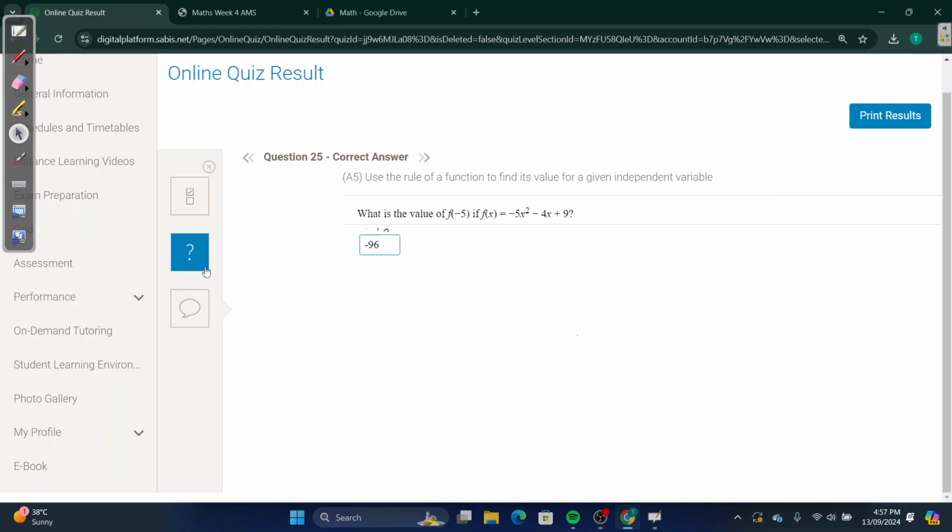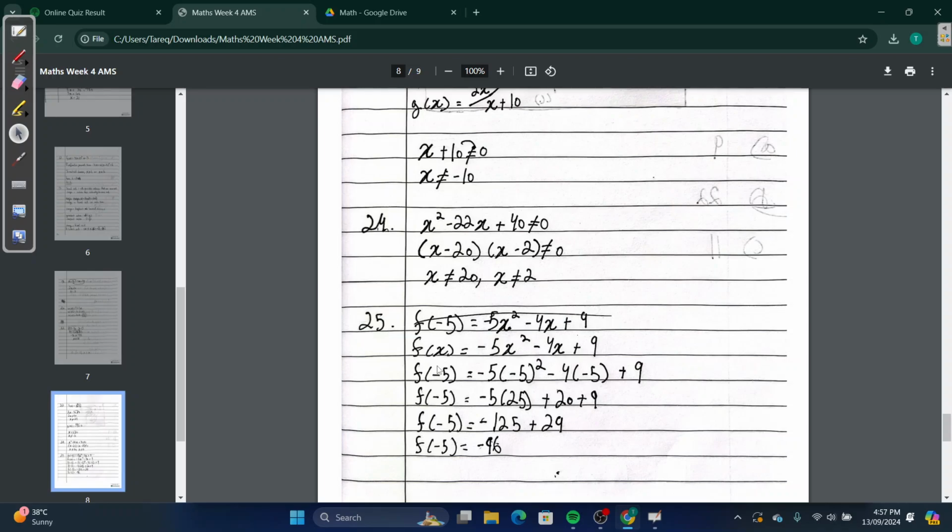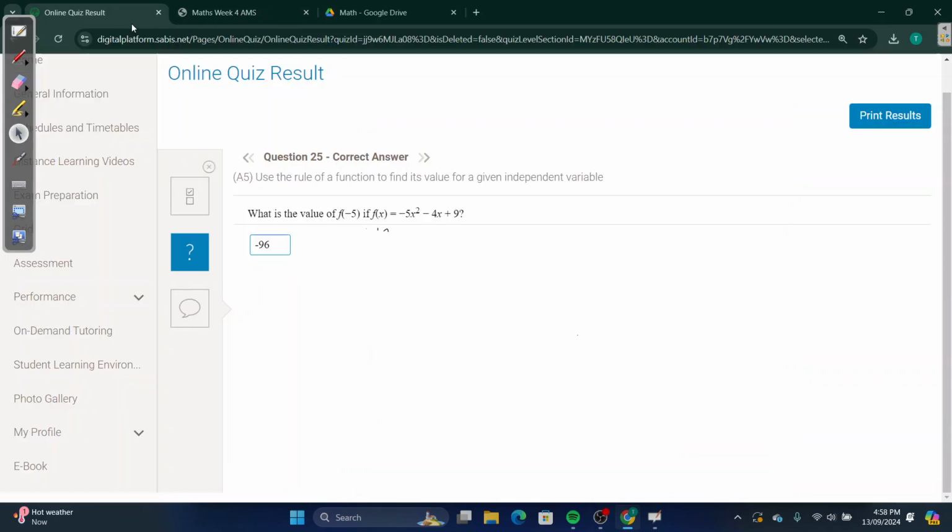Question 25. What's the value of f of negative 5? Same thing. You substitute negative 5 in your x values. Negative 5 times negative 5 squared minus 4 times negative 5 plus 9. Negative 5 squared is 25. And negative 4 times negative 5 is going to be positive 20 because negative times negative makes a positive. Plus 9. Now, to combine 20 plus 9, you multiply 25 by negative 5. Negative 125 plus 29, negative 96.